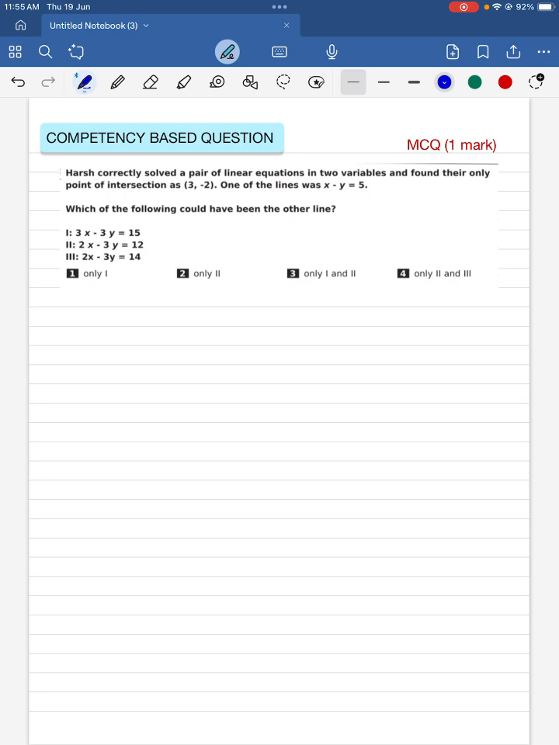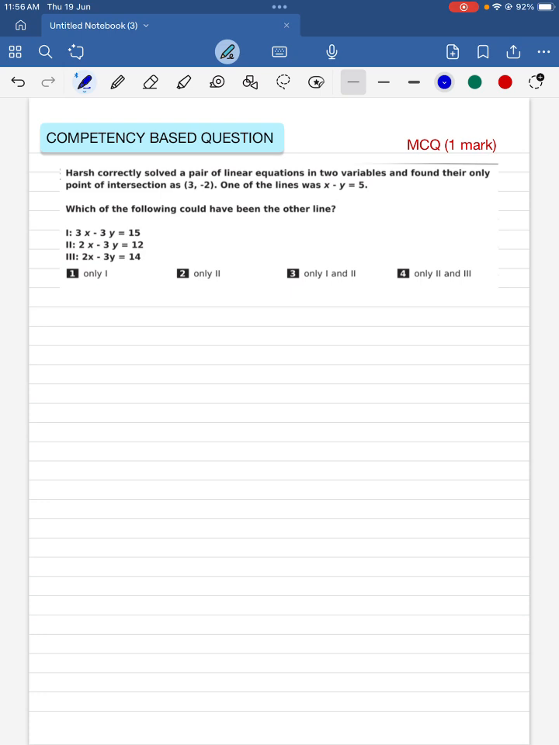In this video, I'll be doing a competency-based question and it's an MCQ for 1 mark. Now Harsh correctly solved a pair of linear equations in two variables and found their only point of intersection as (3, -2). One of the lines was x minus y equal to 5. Which one of the following could have been the other line?